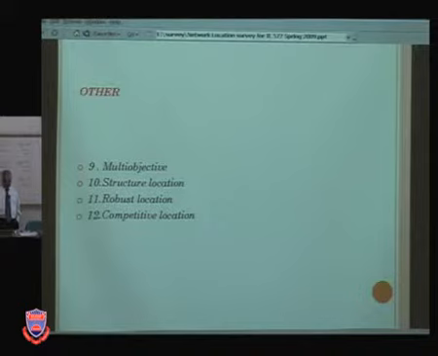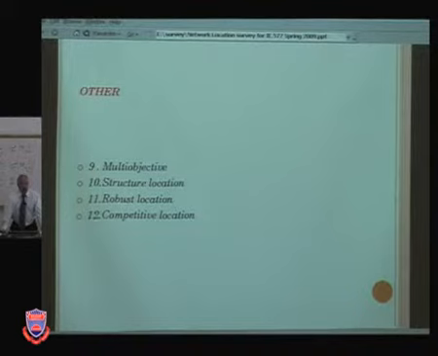Other types of problems involve multiple objectives. That's a possibility. You may actually be locating structural facilities, which means you are taking subnetworks or subtrees as possible facilities. Robust location. Anybody knows what robust stands for in this context?